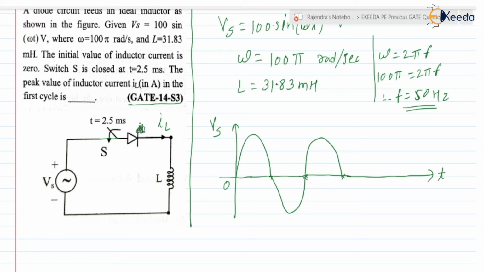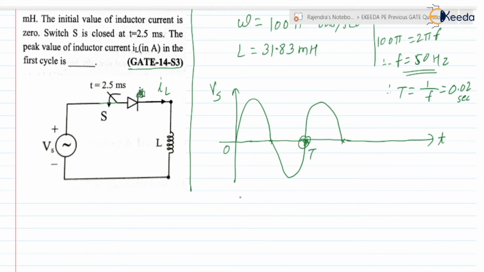So what is the time taken to complete one cycle? This is T. Therefore T is equal to 1 by f, which is equal to 1 by 50, that is 0.02 second. So this is the time to complete one cycle. This time is 20 millisecond.